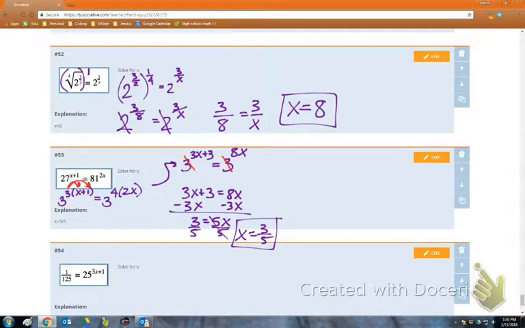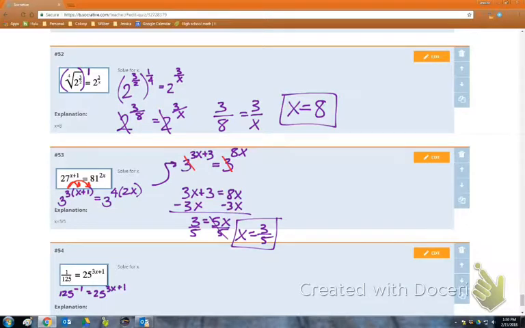All right, and last but not least, this one is very similar to the one that we just finished. Again, the bases are not the same yet, but we can rewrite them. Remember that if you have a fraction with a negative exponent, you can rewrite it as 125 to the power of negative 1 is equal to 25 to the 3x plus 1.